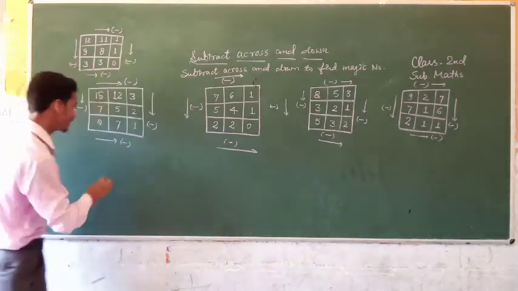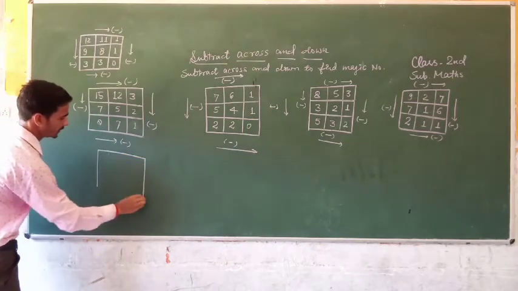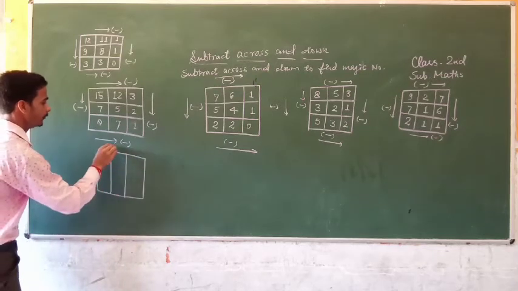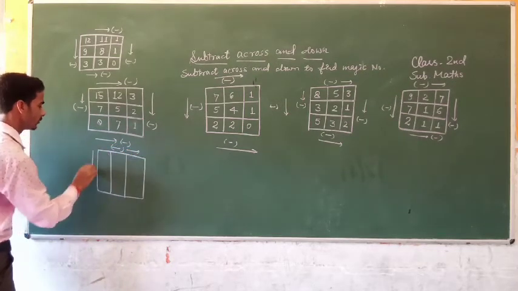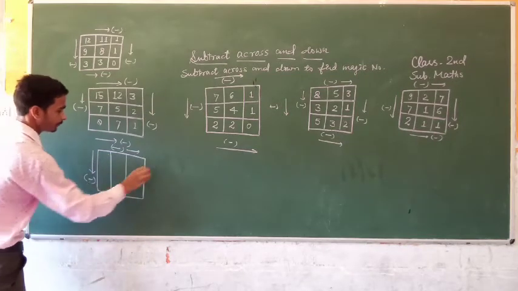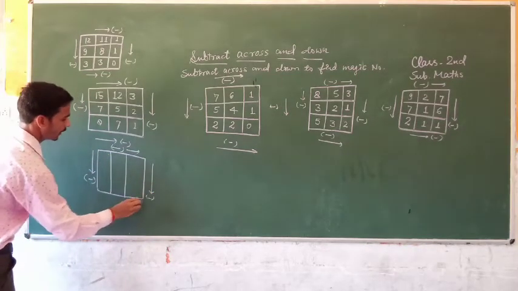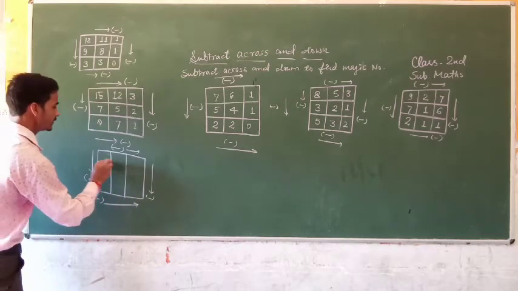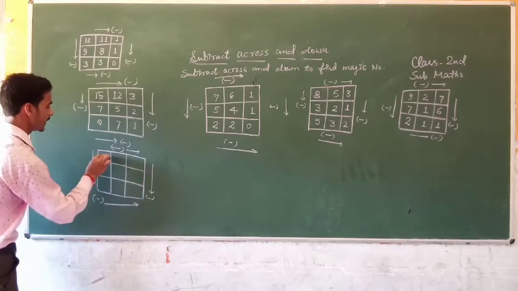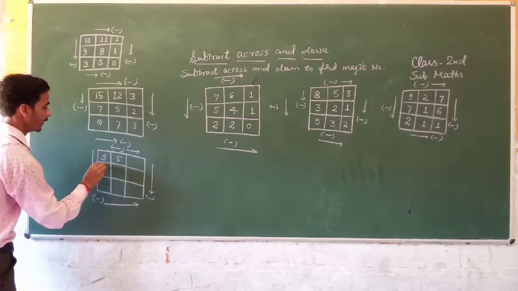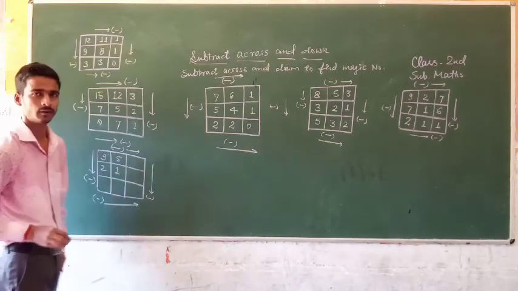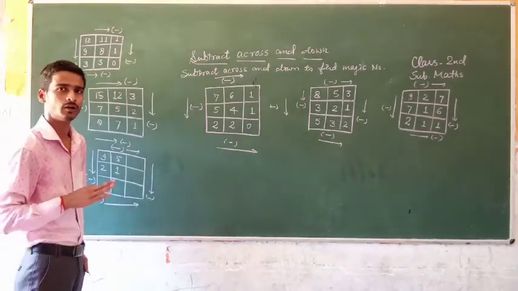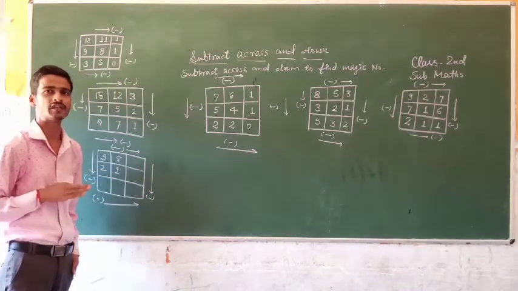It's okay. Let's take one more example. Here we have to subtract across and down. Listen carefully. We have to subtract across and down. On both sides you have to subtract. There is a grid. And here is 9, here is 5, here is 2, here is 1. Let's subtract it. Firstly, we will subtract across and then we subtract down.